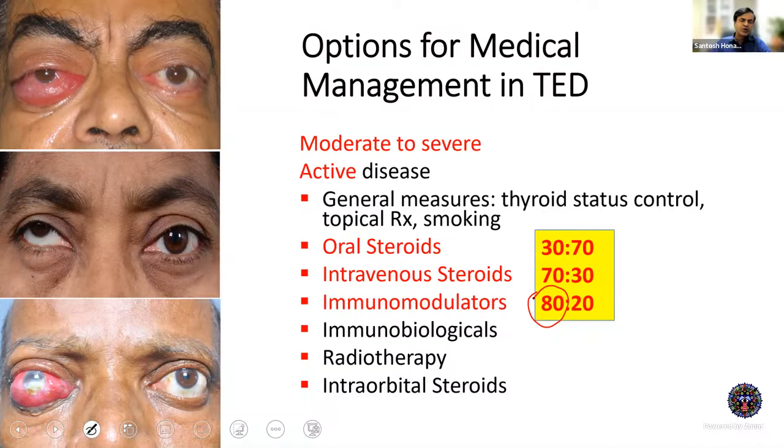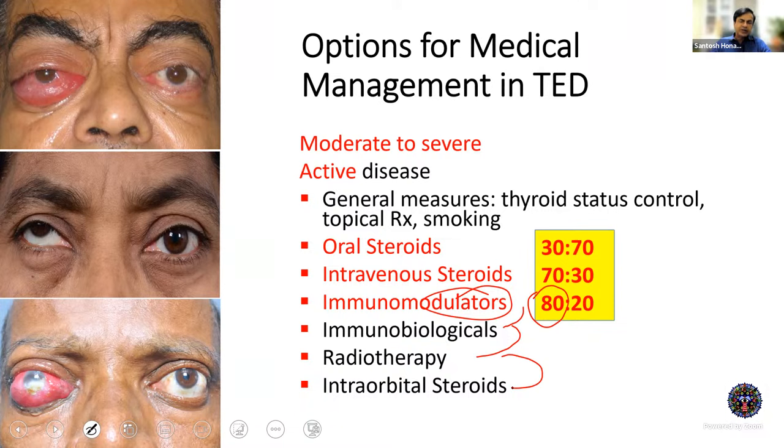So if at all you want to go in favor of things that maximum benefits the patient, that is a combination of intravenous steroids with immunomodulation. That benefits the patient the most. But if a patient has a contraindication for immunomodulators, that doesn't mean that you should not use intravenous methylprednisolone. So wherever there is no contraindication for immunomodulation, you should use both intravenous steroids and immunomodulation wherever it is indicated. Otherwise, intravenous steroids should at least be used. And beyond that, there are immunobiologicals, radiotherapy, and intraorbital steroids.